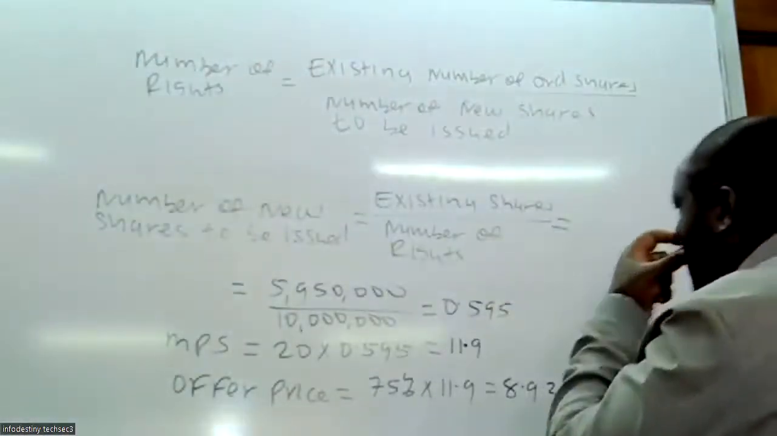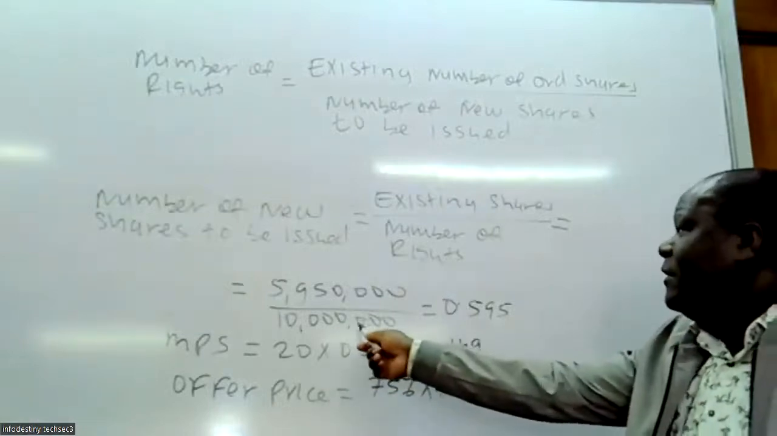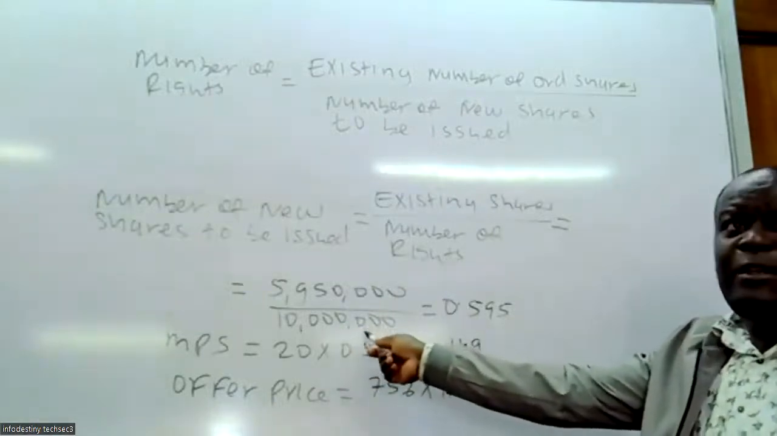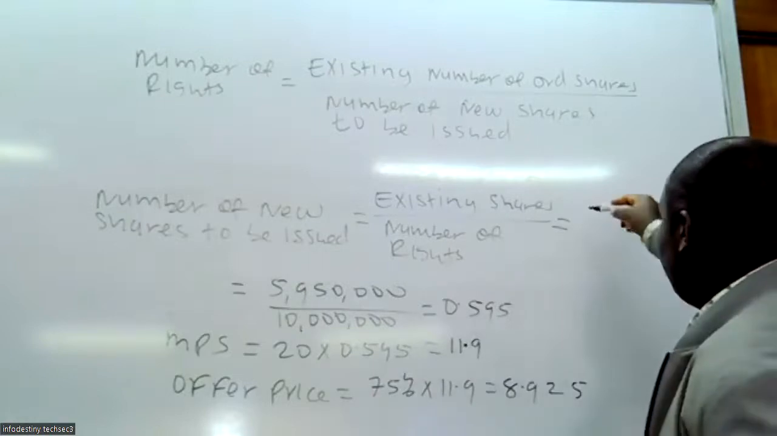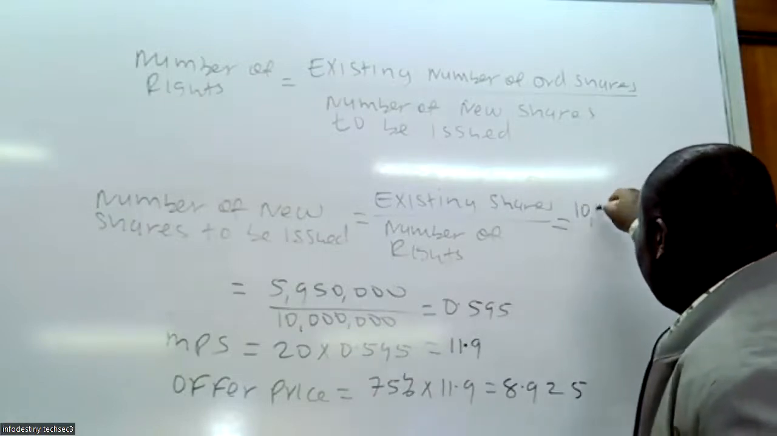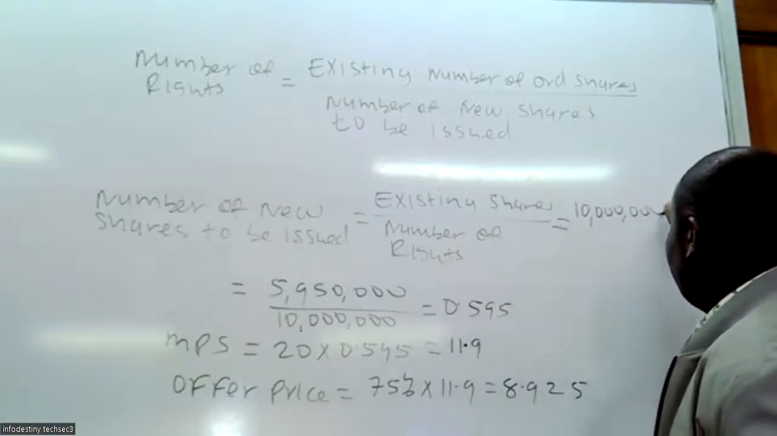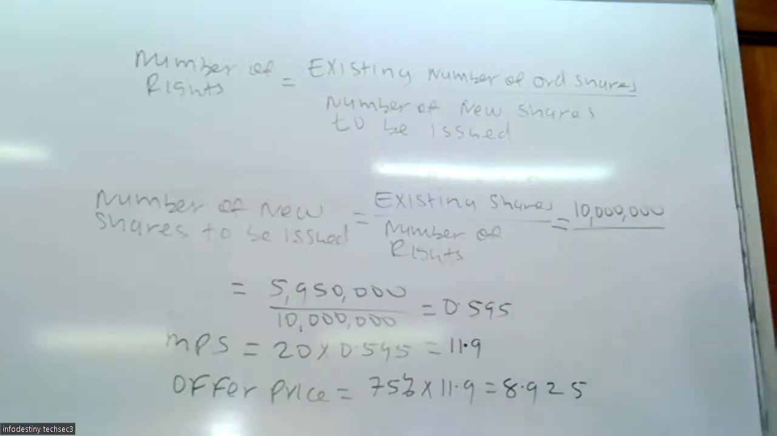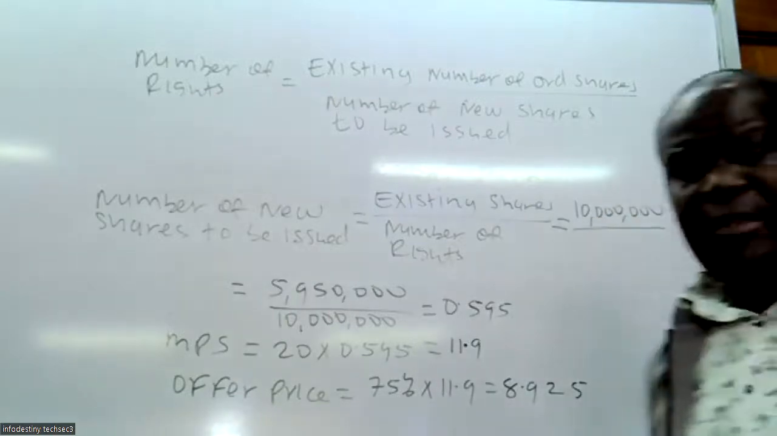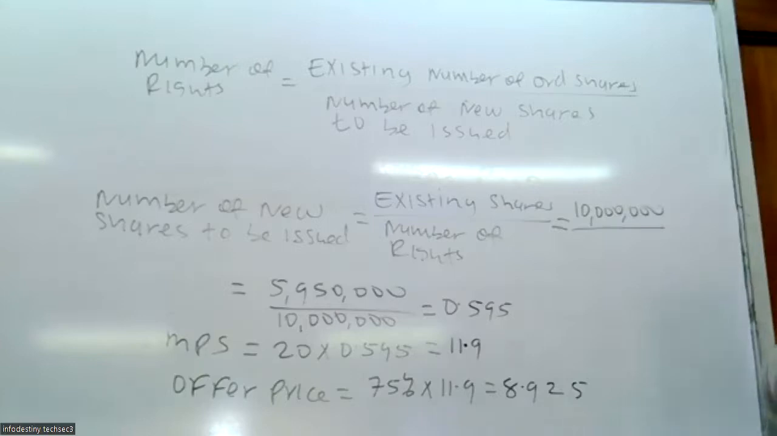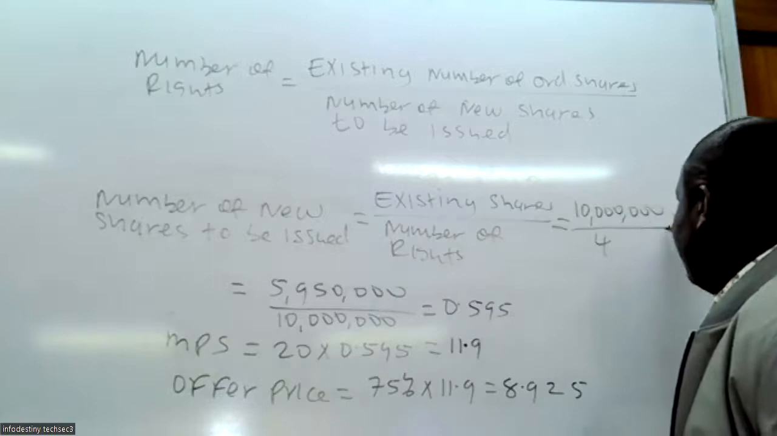So remember the 10 million. Nakumbuka hizi. There were 10 million shares. So you take the 10 million shares, divide by the number of the rights. The number of the rights were given in the equation as 4 rights.